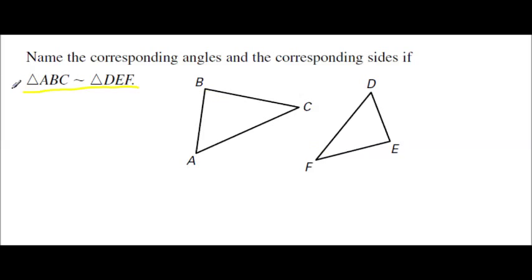The first thing we're going to find are the corresponding angles. Notice how A and D both come first. Well, if I turned DEF a little bit, D would match up with A. So angle A and angle D are corresponding angles. If we keep going in the way that the triangles are named, angle B and angle E are corresponding angles.